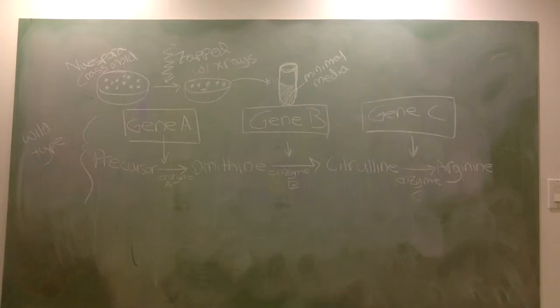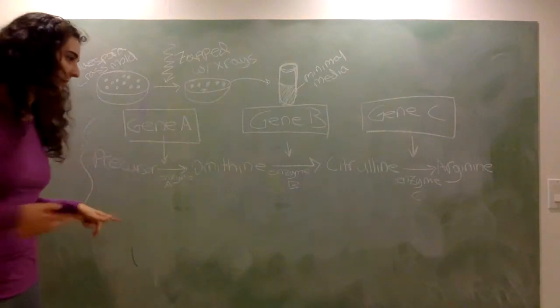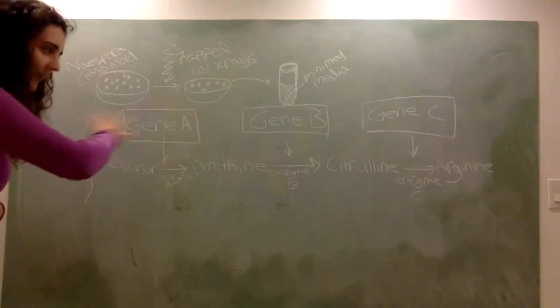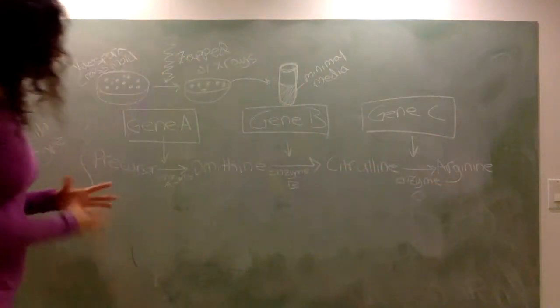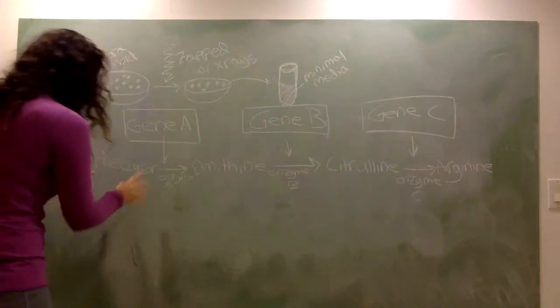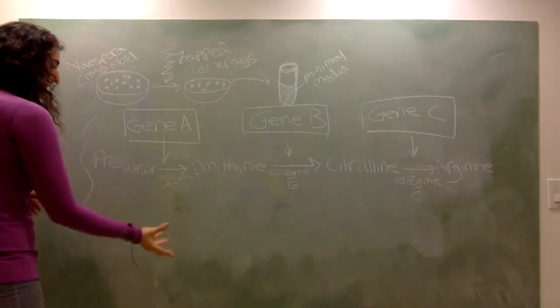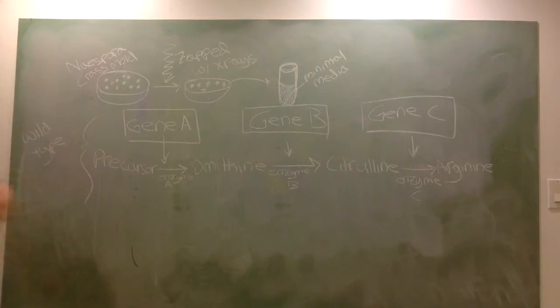So what they did was they added, so basically they wanted to see which gene was activated, gene A, gene B, or gene C, because throughout this whole thing, eventually with these genes, it creates arginine. So through this process of creating, the precursor becomes ornithine through enzyme A, which is turned on by gene A. So they were trying to figure out which one was deactivated.